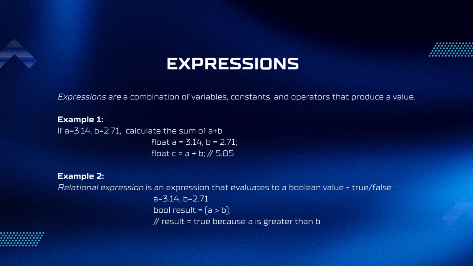Example 1. If A is 3.14 and B is 2.71, calculate the sum of A and B. Float A equals 3.14, B equals 2.71. Float C equals A plus B, which gives us a value of 5.85.